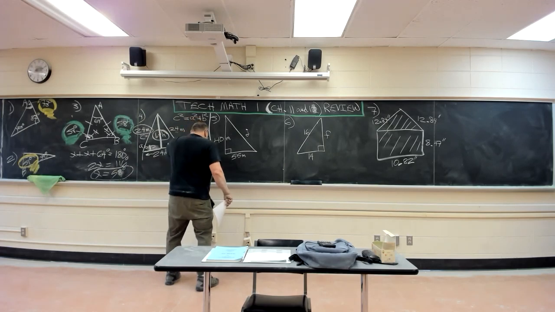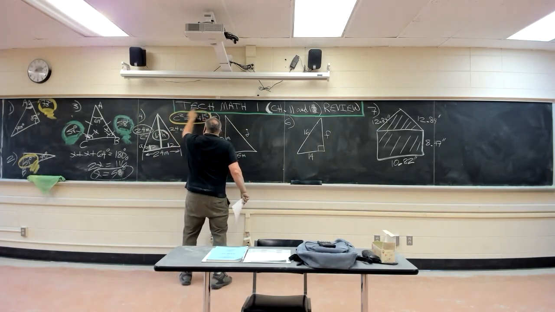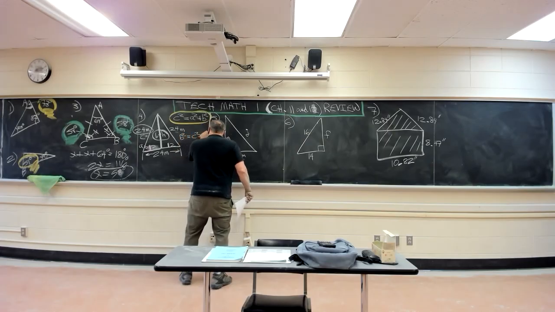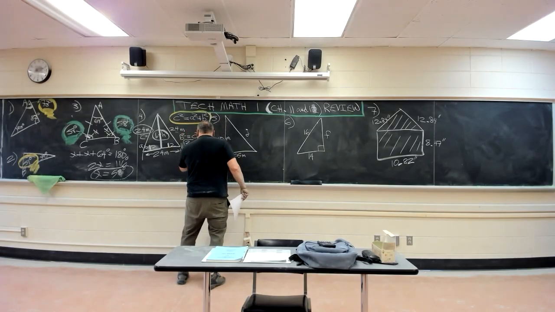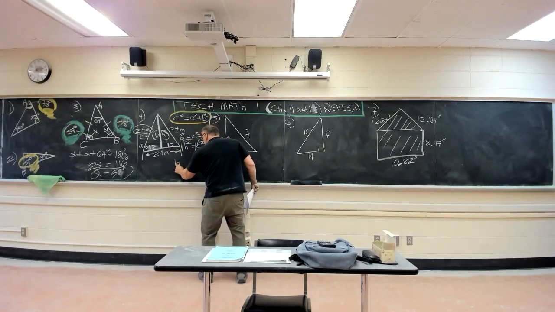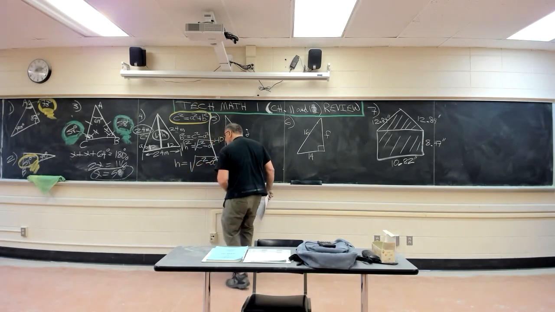Let's solve for b. So if you're looking at something like this, take a look at this as it is right now. You're going to solve for b. Subtract a squared on each side. B squared equals c squared minus a squared. B we said is equal to h. So h squared equals c squared minus a squared. Square root both sides. H equals the square root of c squared minus a squared.